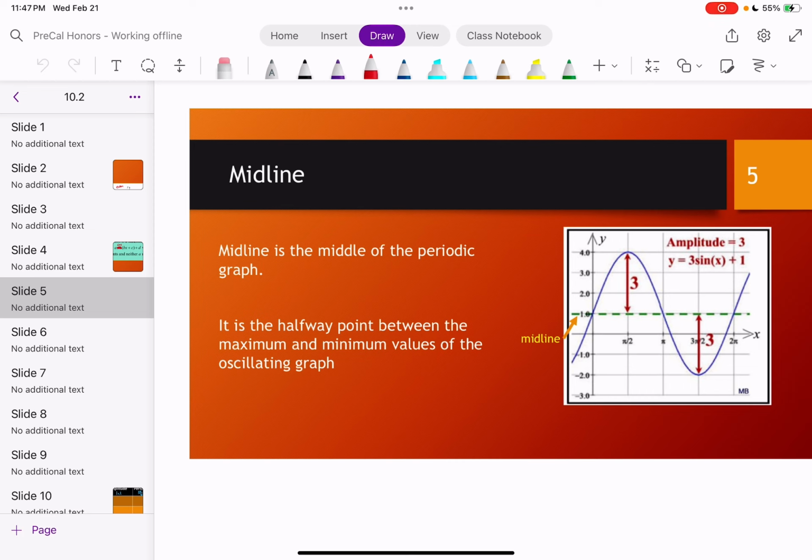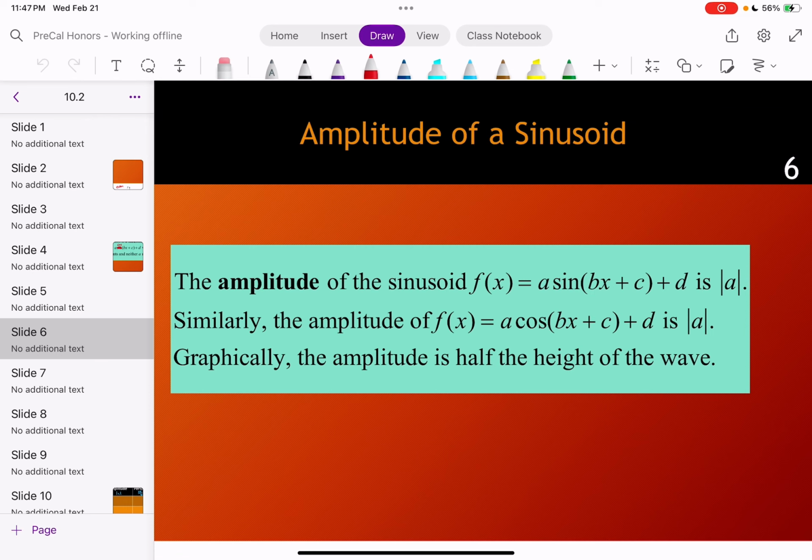In slide 5, we are still going over what a midline is. Keep in mind, the midline is the middle between the maximum and the minimum, and that midline is the halfway point in between the two of them. Our amplitude remains the same. Now, whether we are looking at the sine or cosine, you can easily see that it will always be the absolute value of A in both scenarios.